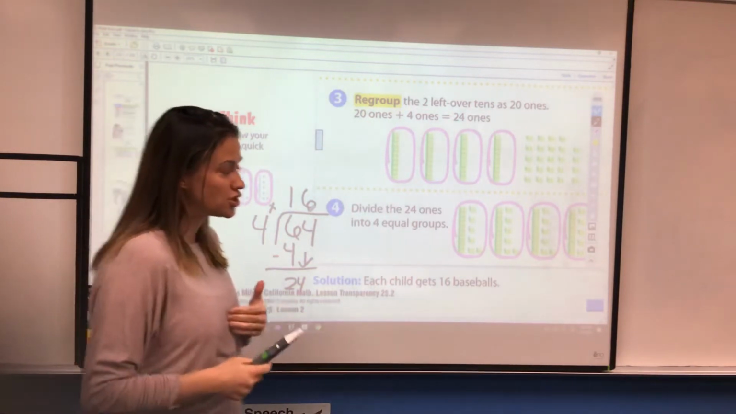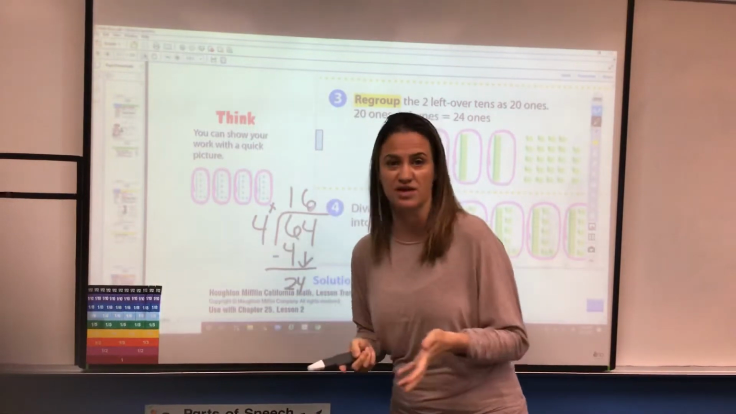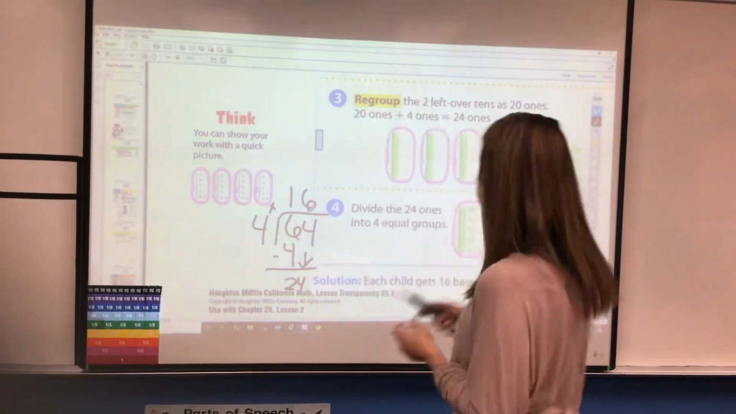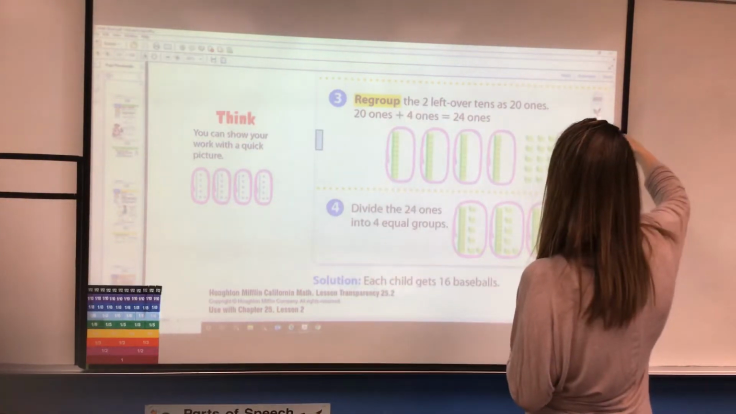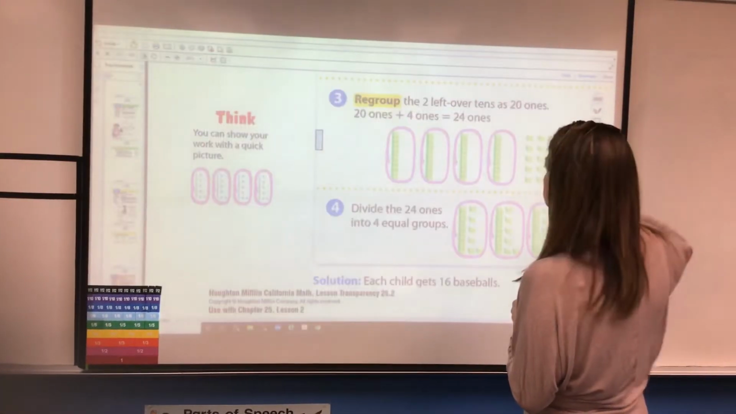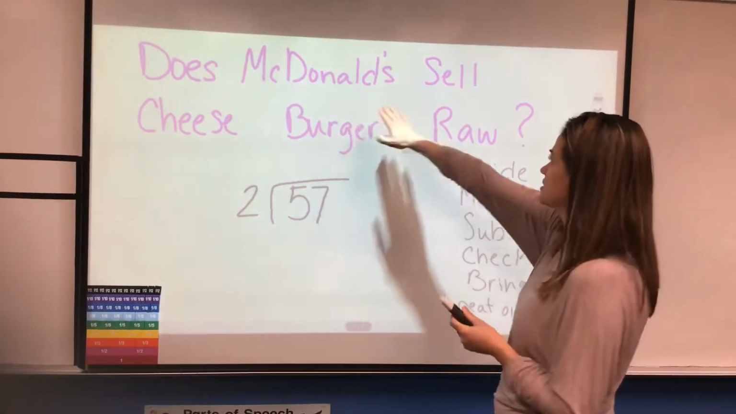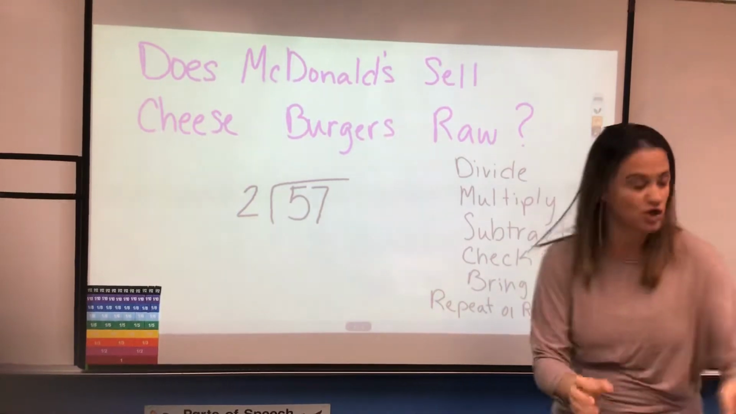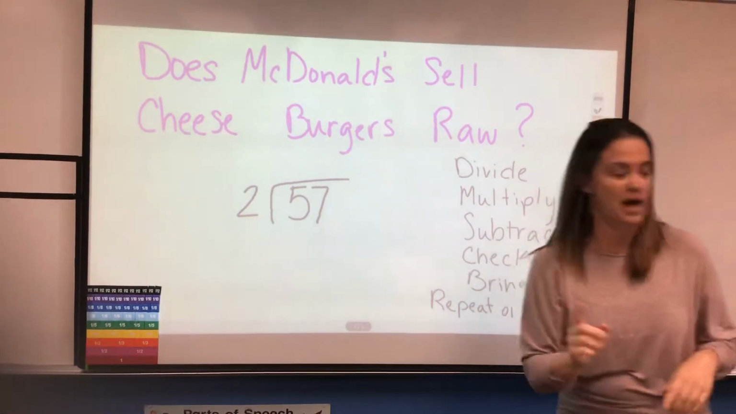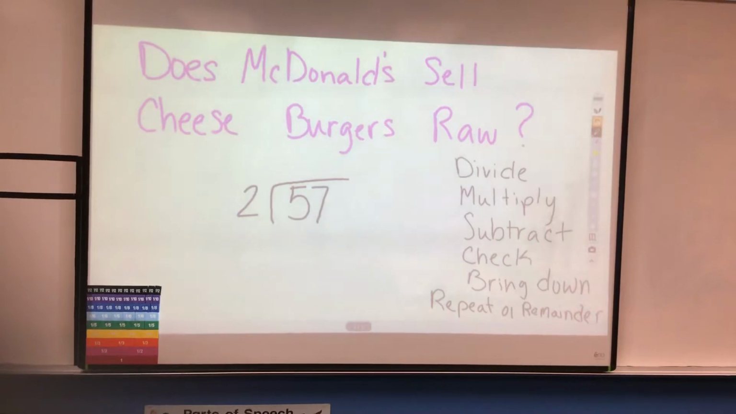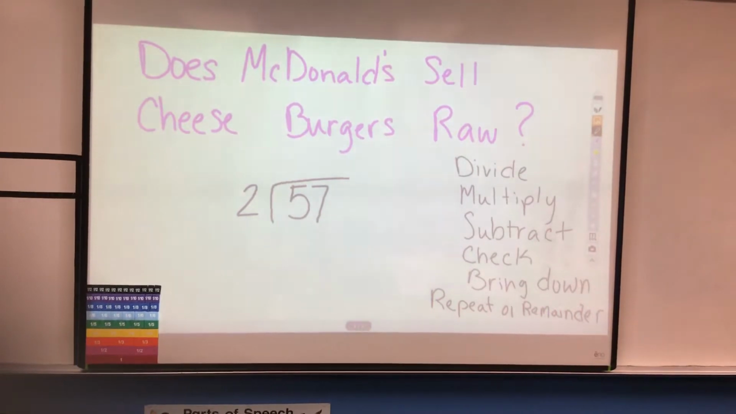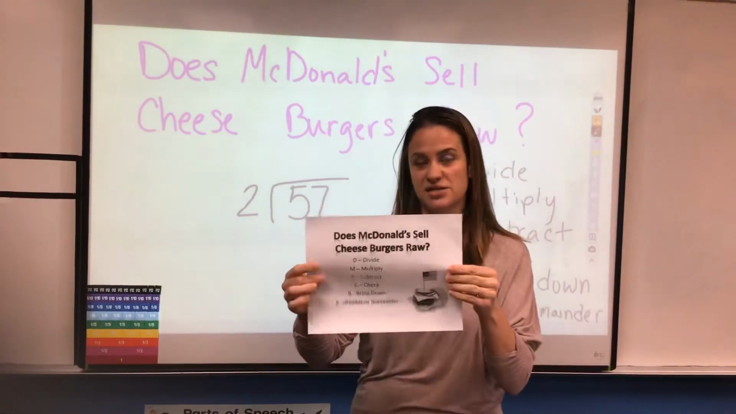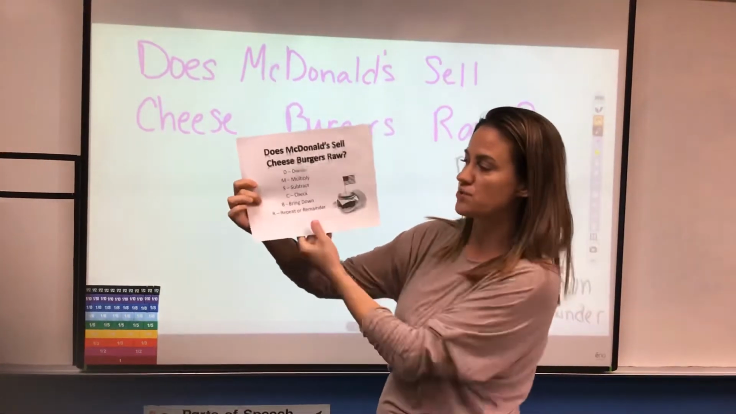I'm going to go ahead and show you a funny little method. It's "Does McDonald's sell cheeseburgers raw?" And what this is, oh, there it is. It says, does McDonald's sell cheeseburgers raw? And it's a funny little saying. You're going to get a piece of paper in your packet that looks like this. And it says, does McDonald's sell cheeseburgers raw?